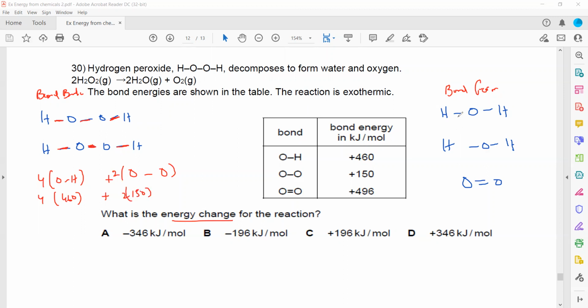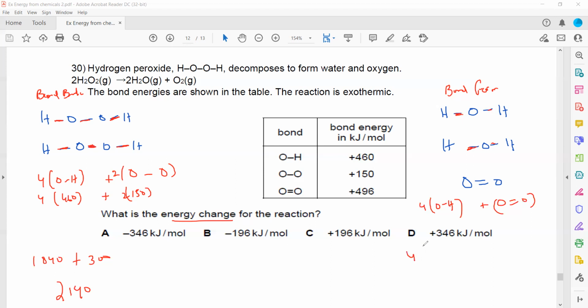And for bond forming, 1, 2, 3 and 4. So 4 OH bonds are there, or HO bonds. And there is one O double bonded with O. So 460 multiplied by 4 equals 1840 plus 300. So the bond breaking energy is 2140.